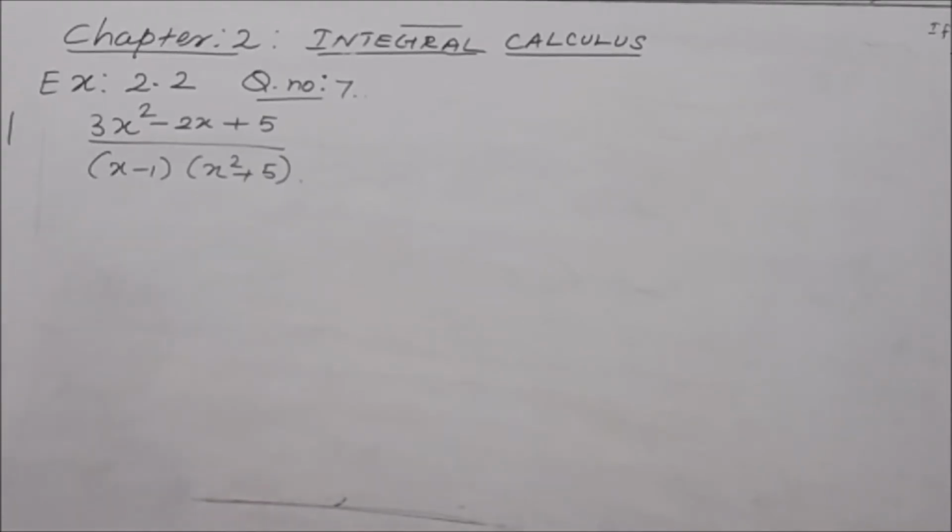Question number 7. One more question like the previous one. (3x² − 2x + 5) / ((x − 1)(x² + 5)) is given.